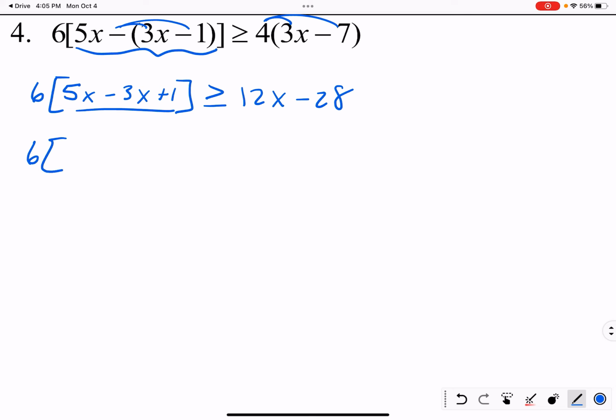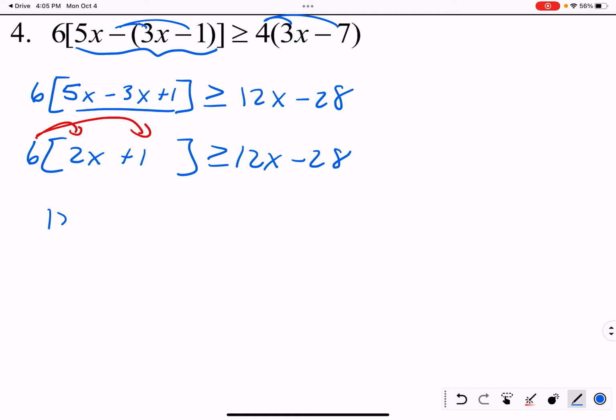So 6, still in brackets. I've got some like terms to combine. 5x minus 3x would give us 2x. Drop down plus 1. That looks pretty good. The other side will drop them down. And now I'll deal with the 6. Okay, so we're going to have 12x plus 6 greater than or equal to 12x minus 28.